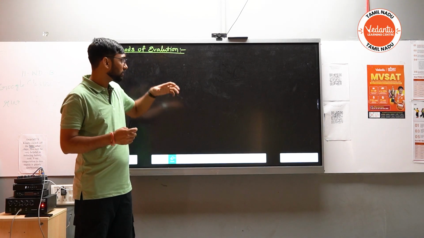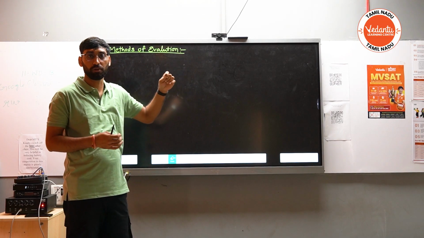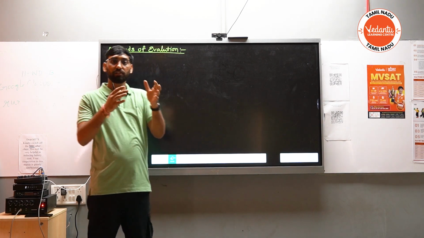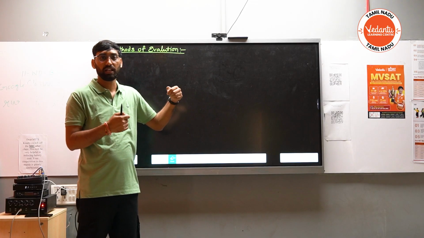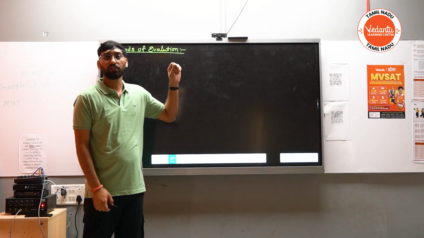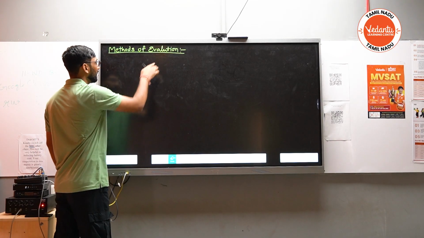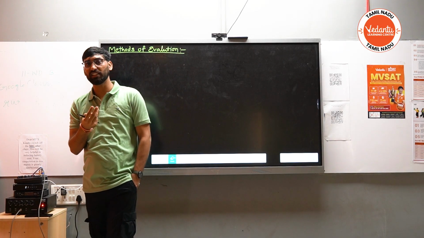Why so? Because firstly we will learn how to solve the 0 by 0 and infinity by infinity form, and after that the remaining 5 forms we will convert into our 0 by 0 form and our infinity by infinity form, and then we will discuss. So let's start with the very first thing, the methods of evaluation. And in this, we are going to see 3 different methods.